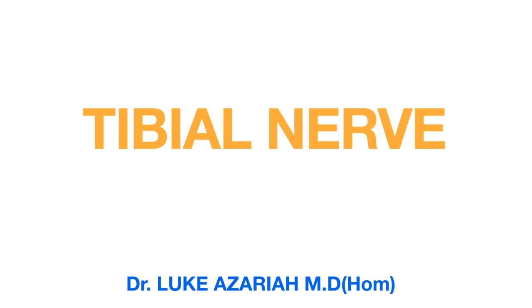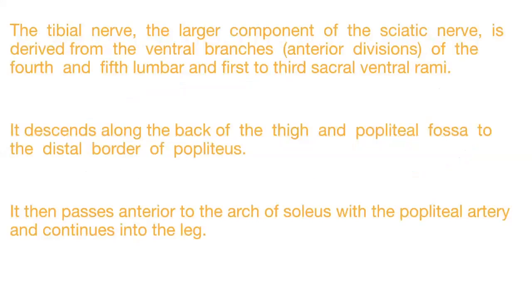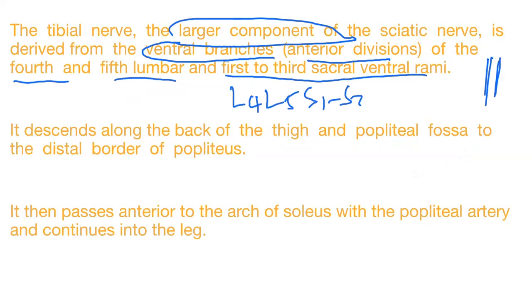So the tibial nerve, okay. The tibial nerve is the larger component of the sciatic nerve. So there are two components, tibial and common peroneal, right? This larger component is derived from the ventral branches of the anterior divisions of the fourth, fifth lumbar and first to third sacral ventral rami. That means L4, L5, S1 to S3.